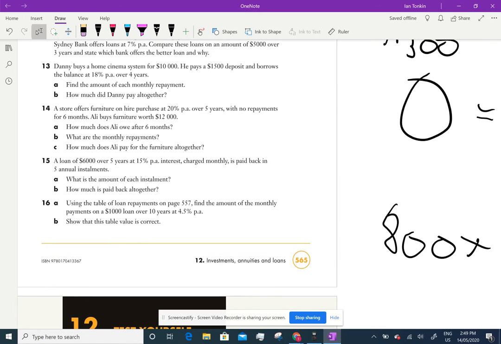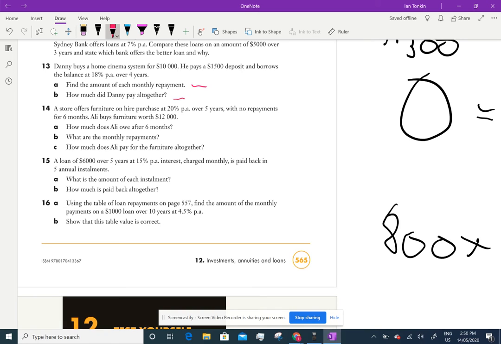13, Danny buys a home cinema system for $10,000. He pays $1,500 deposit and borrows the balance. So the amount he's going to pay back borrowing is $10,000 minus the $1,500. It's 18%, 4 years, and then you find out how much each monthly repayment is and how much did Danny pay altogether. Don't forget, Danny paid the $1,500 deposit as well as all the repayments. So it's going to be $1,500 plus 4 times 12 times whatever they're paying back.